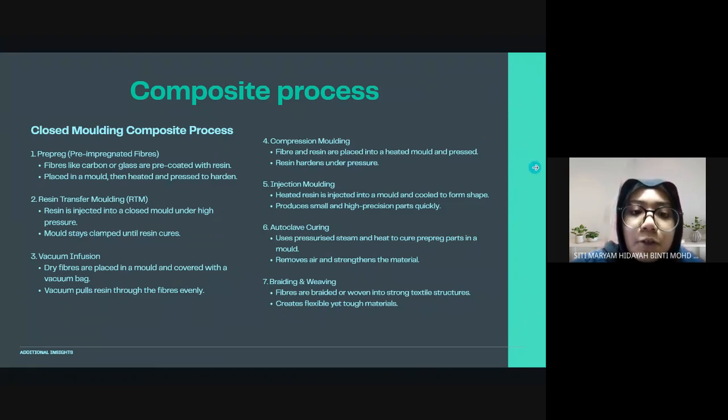Next is autoclave curing. It uses pressurized steam and heat to cure pre-preg parts in a mold. It will remove air and strengthen the materials. The last step is braiding and weaving. The fibers are braided or woven into strong textile structures. It will create flexible yet tough materials.